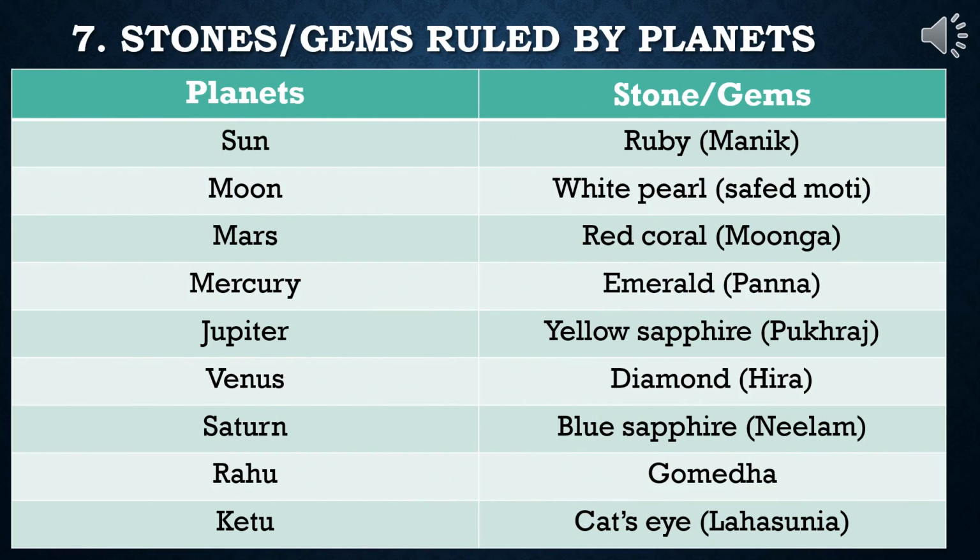Number 7. Stones or gems ruled by planets. Sun rules ruby or manik, Moon rules white pearl or safed moti, Mars rules red coral or moonga, Mercury rules emerald or panna, Jupiter rules yellow sapphire or pukhraj, Venus rules diamond or heera, Saturn rules blue sapphire or neelam, Rahu rules gomed, Ketu rules cat's eye or lehsunia.